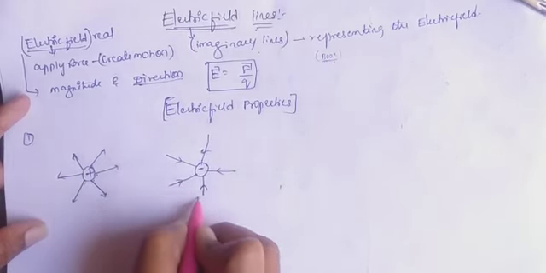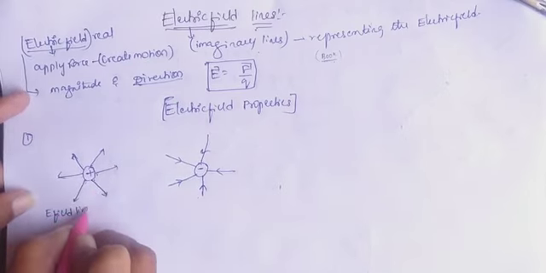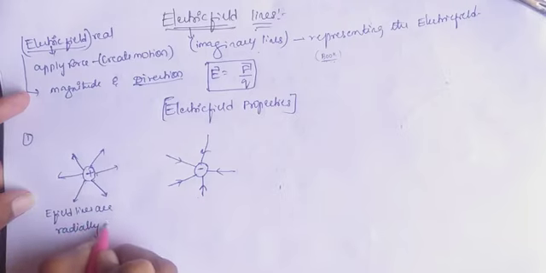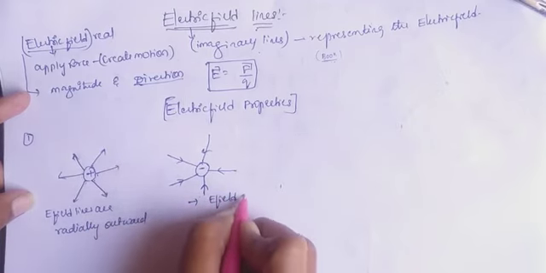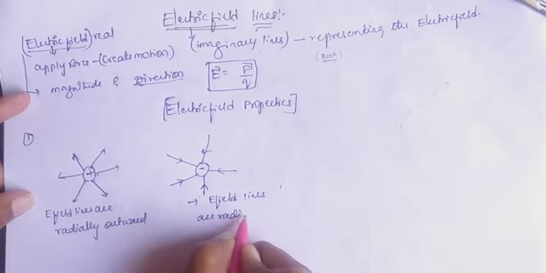If it is a positive charge, the electric field lines are radially outward. If it is a negative charge, the electric field lines are radially inward.